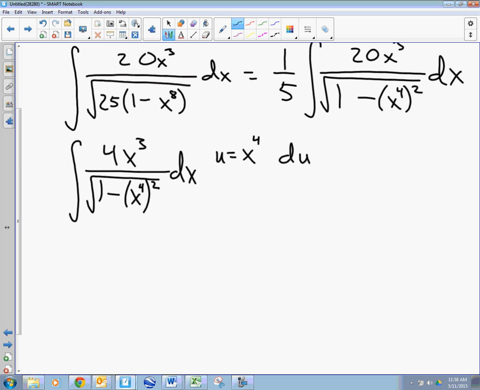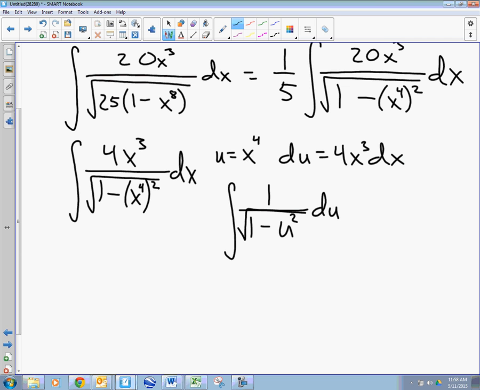Therefore, du is, do I have a 4x to the 3rd dx? I do. So therefore, I have the integral of 1 over the square root of 1 minus u squared du. What is the antiderivative of 1 over the square root of 1 minus u squared du? Arc sine of u. What's u?